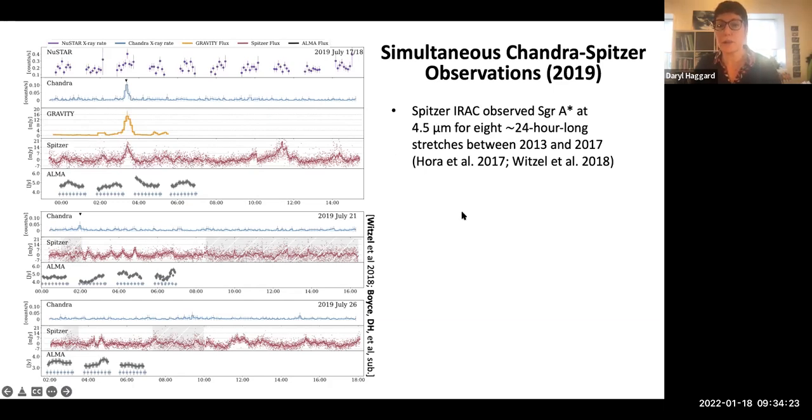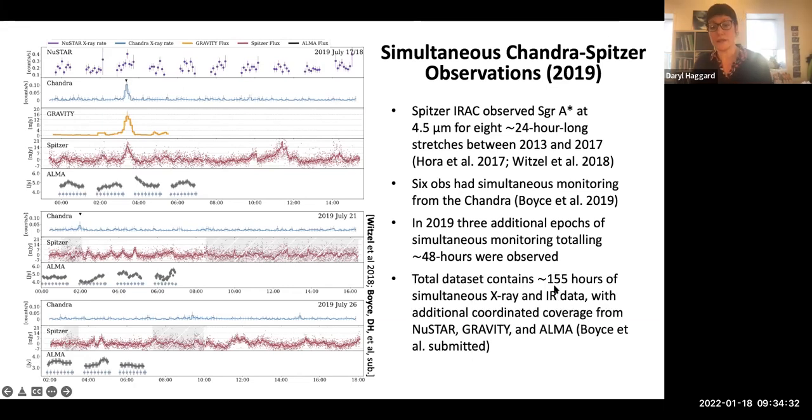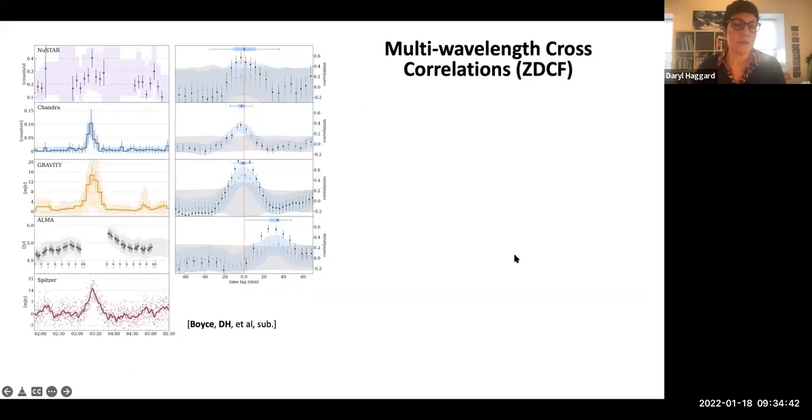So this is just a summary of these campaigns. We have 6 observations that are fully simultaneous. These 2 are taken in 2019. And the data sets contain 155 hours of simultaneous X-ray and IR data. This is just an incredible data set alongside NuSTAR, GRAVITY, and ALMA. So these are those cross correlation plots. So these are the light curves just zoomed in on that one flare in 2019.